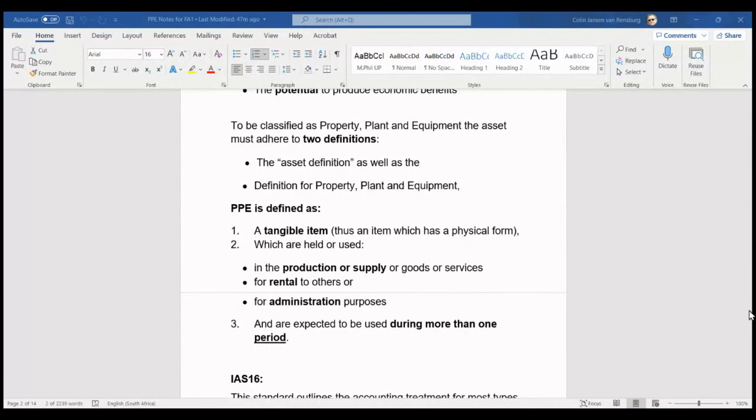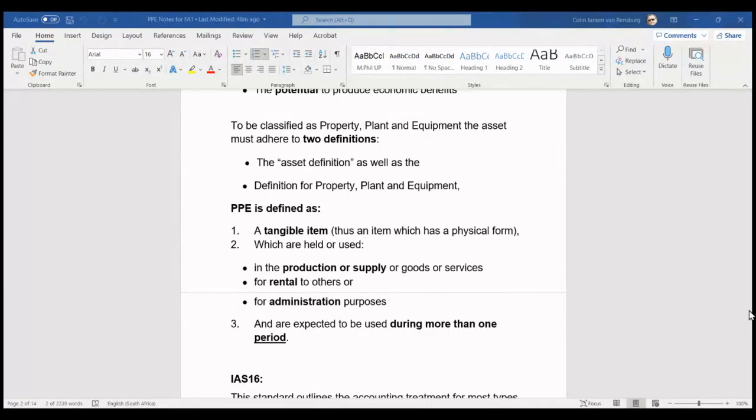One typical example is patent rights or copyrights. Copyrights means that the person who created that document or that song, for that matter, has the intellectual property over it, and therefore they must be remunerated if somebody else makes use of it. So when it comes to copyrights or patent rights, that will fall under a different IAS called intangible assets.